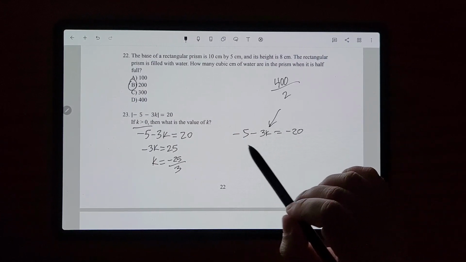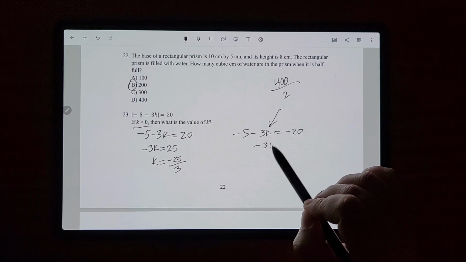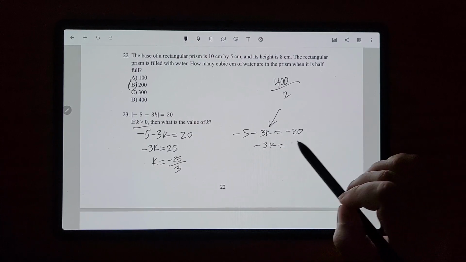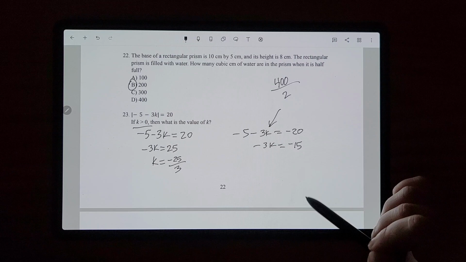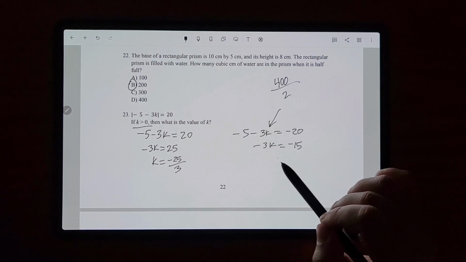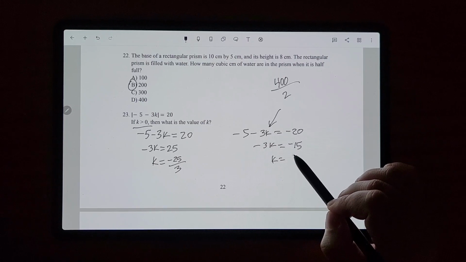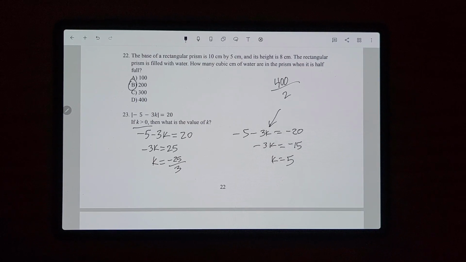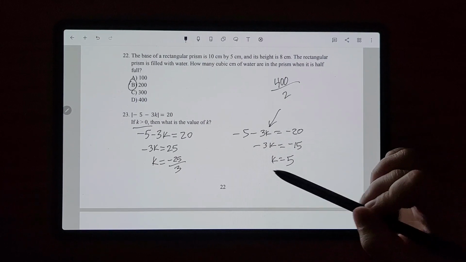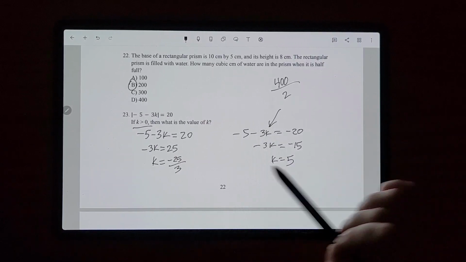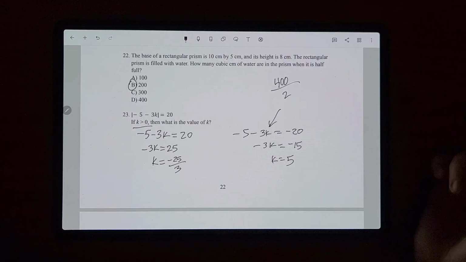So let's solve this one. I'm going to add 5 to each side. That gives me negative 3k is equal to negative 15. Then I have to divide by negative 3 on each side, and negative divided by negative is positive, so that would be positive 5. So this has to be the answer because it's the only solution for k that is positive or greater than 0.